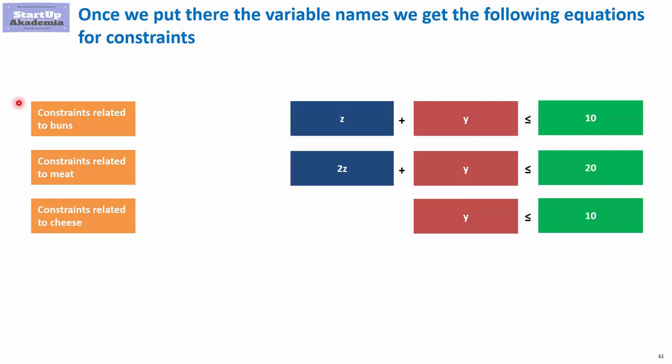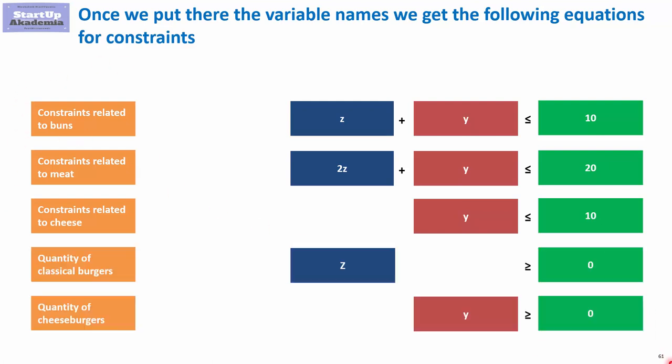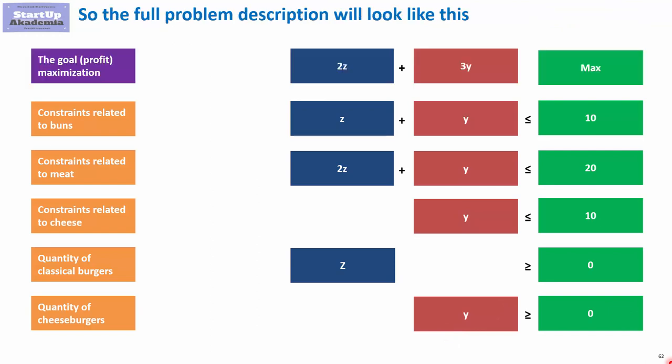Apart from the 3 main constraints, we also have 2 constraints related to the quantity. So we know that the quantity has to be bigger than 0, so we have Z bigger than 0 and Y bigger than 0. So let's put here also the goal function, and we've got the full problem described in the language of linear programming.